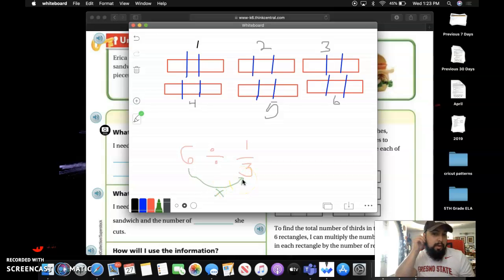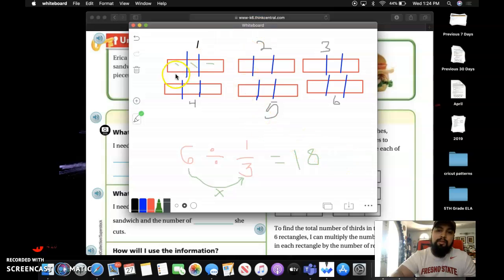The denominator is telling you how many pieces are in each whole. Because if you look right here, how many pieces are in this whole? Well, there's 1, 2, 3. So if there's 3 in one whole, that must mean there's 3 in each whole, which there are 6 wholes. So 6 times 3 equals, well, how many pieces do we have? How many people can have a piece of the sandwich? Well, 3, 6, 9, 12, 15, 18. There are 18 pieces.